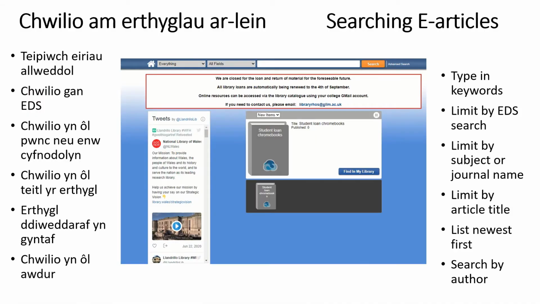Searching for electronic articles. When searching for articles online, you need to be specific about the keywords that you use. It is useful to read through your assignment guidelines to see what the core ideas are and the terminology you need to research. When you're ready, go to the search box at the top of the screen and type in your keyword or phrase. Then from the Everything drop-down menu on the top left, choose EDS and click Search.